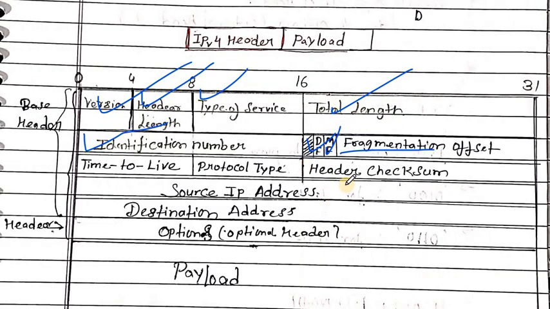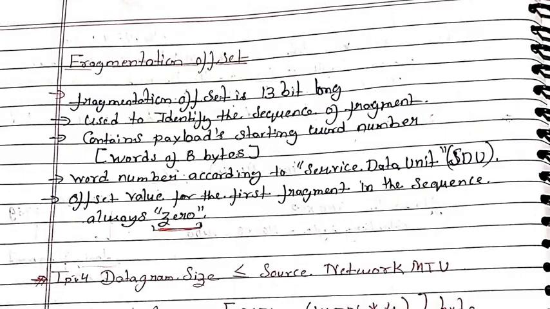Here, if we see, the fragmentation offset is a 13-bit field. In total there are 16 bits. Out of these 16 bits, 3 bits are for flags, the DF or MF flag, and 1 bit is empty. The remaining 13 bits make up the fragmentation offset. Okay.